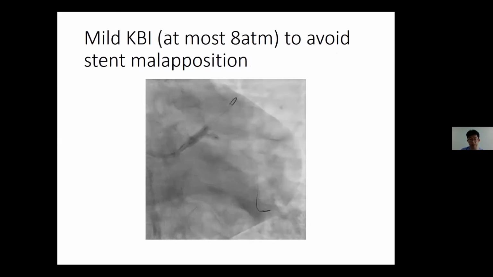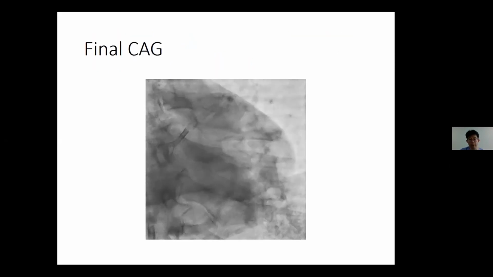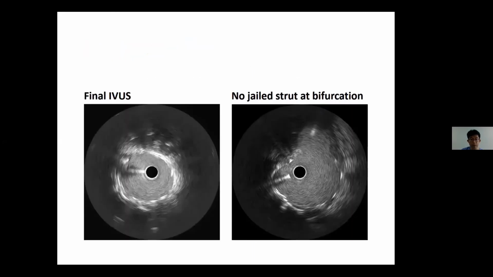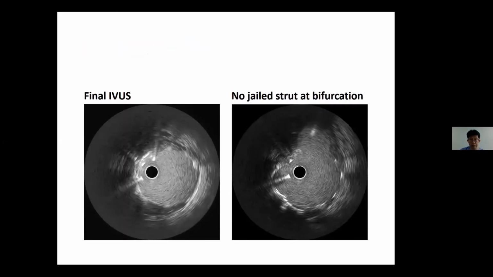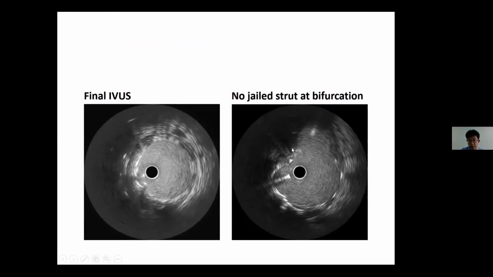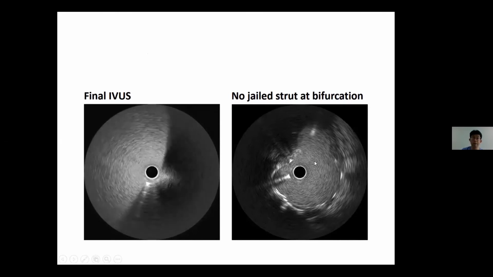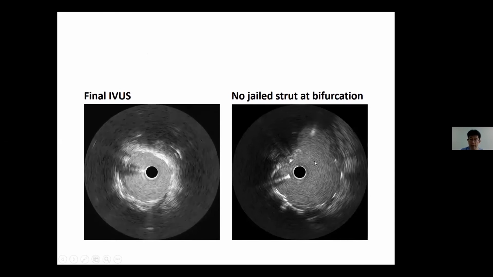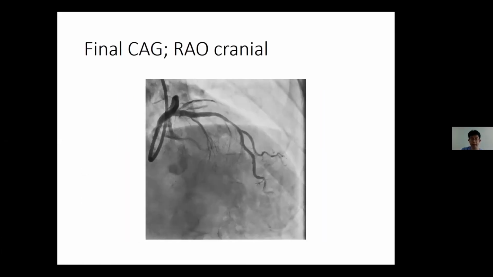Finally, we should perform a kissing balloon inflation. I like a mild kissing balloon inflation, at the most 8 to 8 atmospheres, to avoid stent malposition. Finally, this image here, with the final IVUS here. So no jailed stent strut at the bifurcation is very important. If a stent jail is here, a jailed strut is a risk of bad clinical course. This is the final image here.